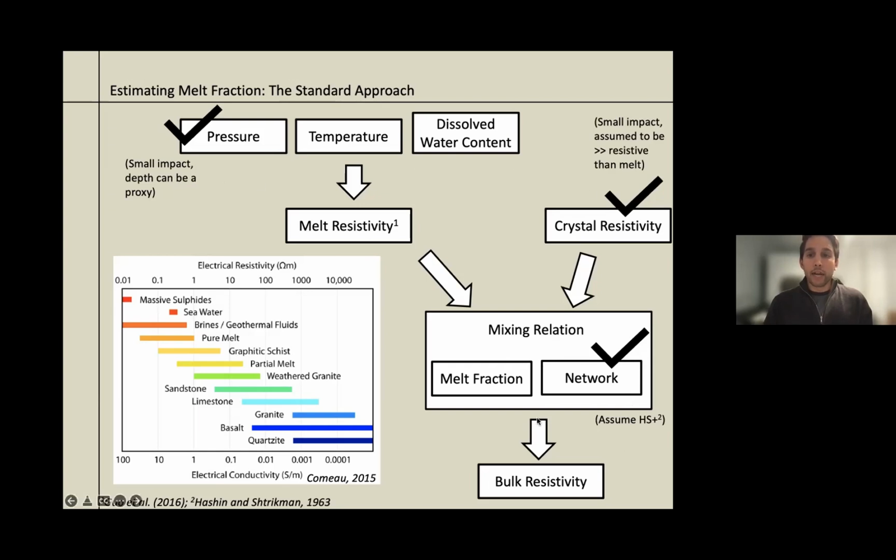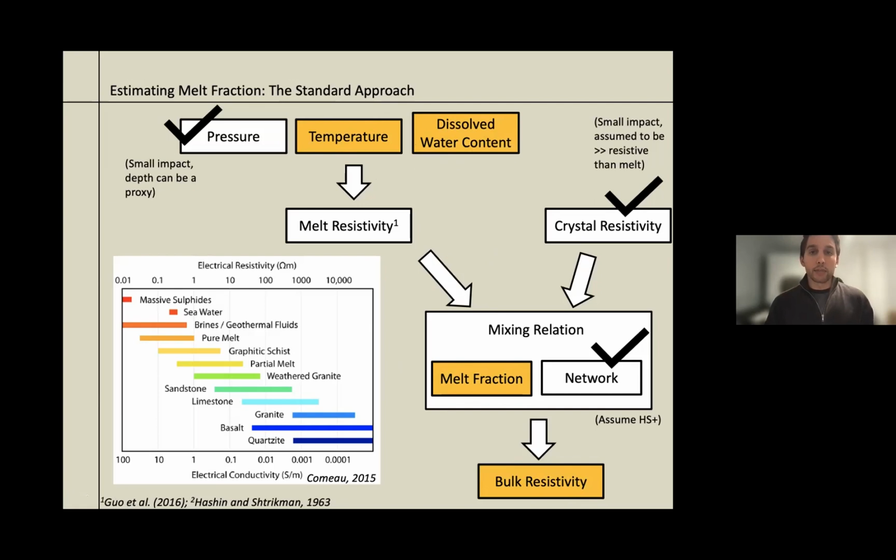By knocking those variables out of the equation, you are left with basically four variables that really matter: the bulk resistivity, which you often know from the inversion model, the temperature, the dissolved water content, and the melt fraction, which is usually the variable you're interested in. If you know any three of these four variables, you can always calculate the last one, or at least if you can place bounds on three of the four, then you can place bounds on the last one.